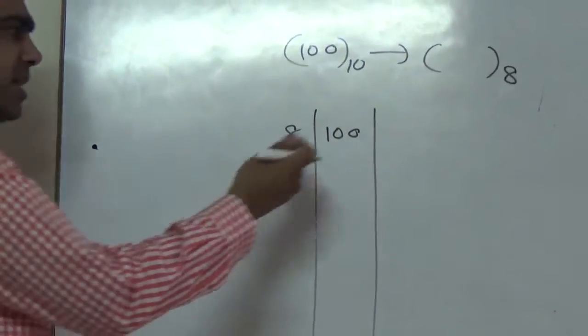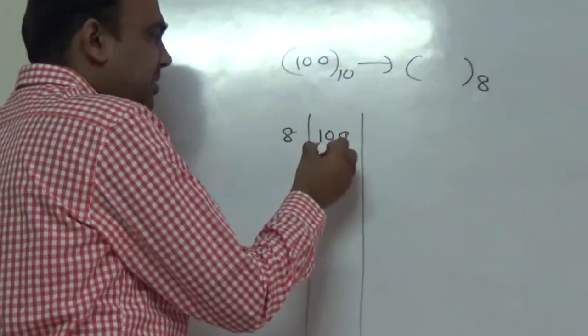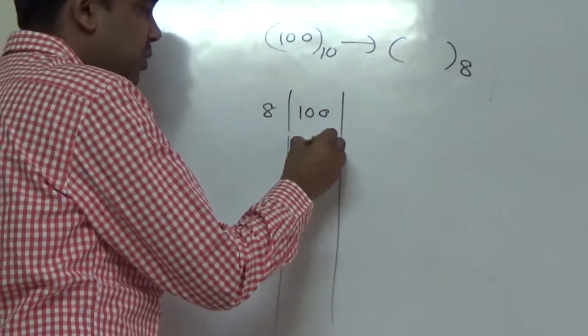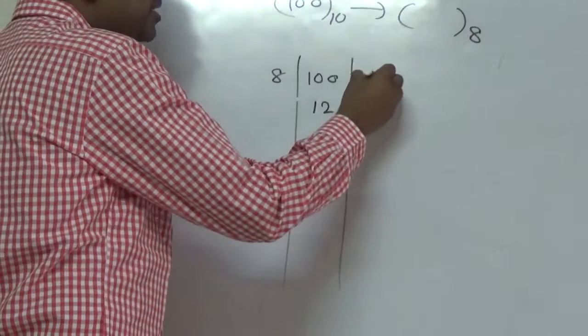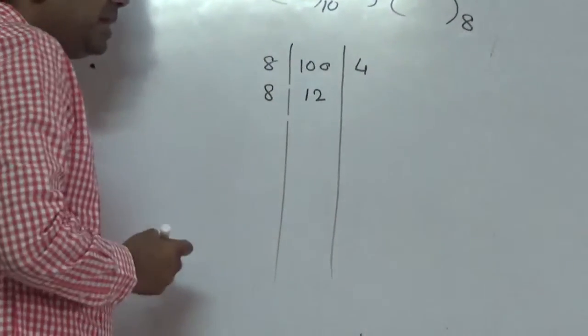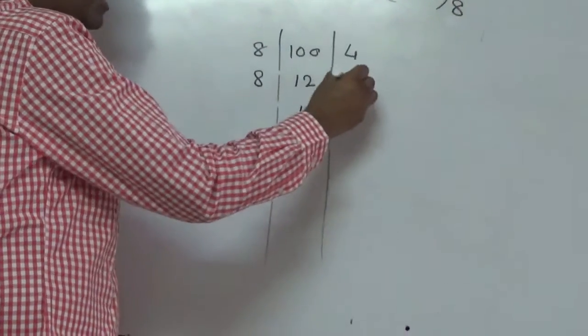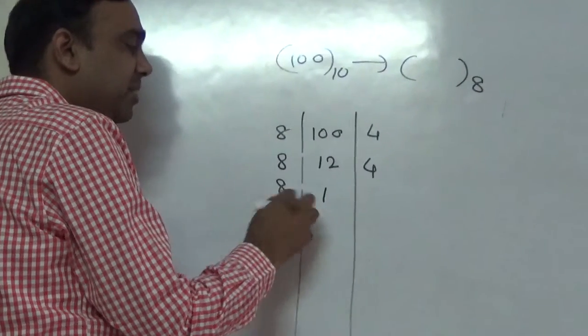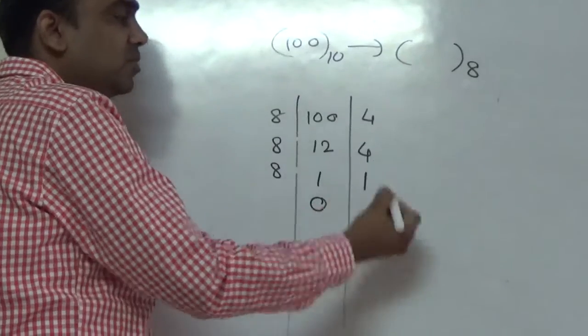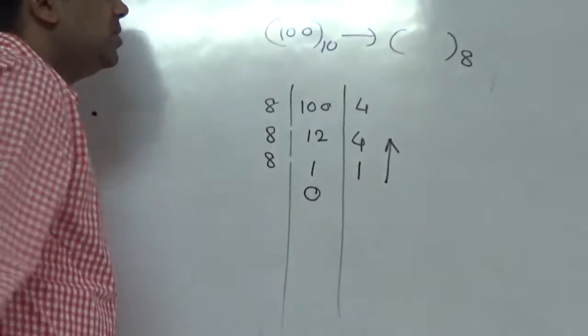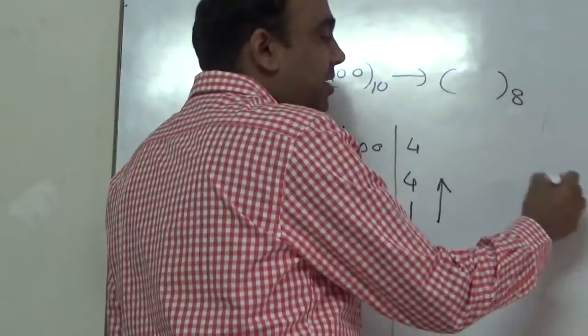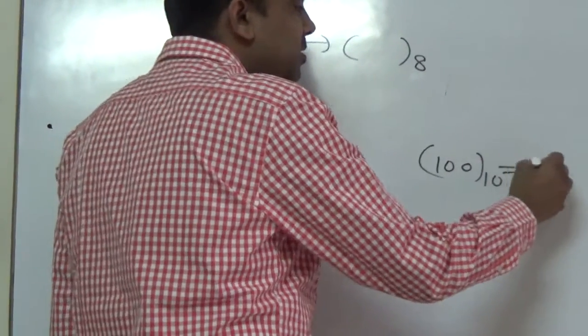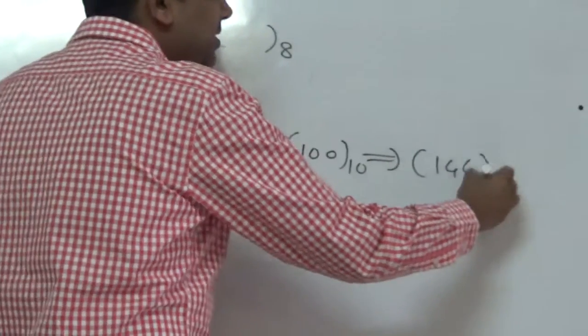Now just divide 100 by 8. So 8 twos are 16, the remainder is 4. Then again divide it by 8. 8 ones are 8, the remainder is 4. Then finally this 1, I will divide by 8. The division is 0 and the remainder is 1. So it is 144. So I can say that if 100 is in decimal, the corresponding octal number is 144.